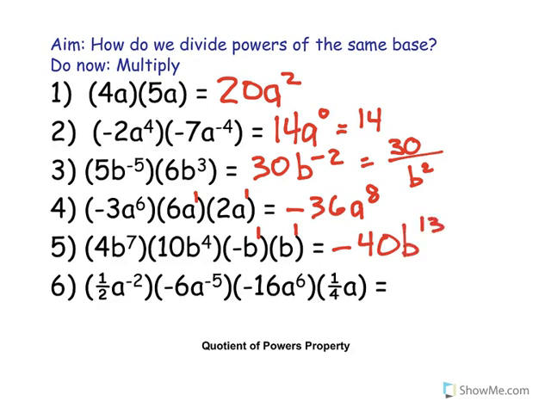And for this last one, I'm going to do half times negative 6, and then I'm going to do 1/4 times negative 16. So all together, I get half of negative 6 is negative 3 times negative 4 should give me positive 12. And I'm going to add my powers of a, which is negative 2 plus negative 5 plus 6 plus 1, which of course gives us 0. And that will just leave us with positive 12.